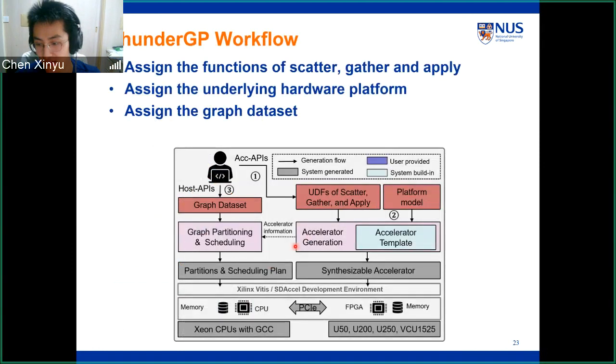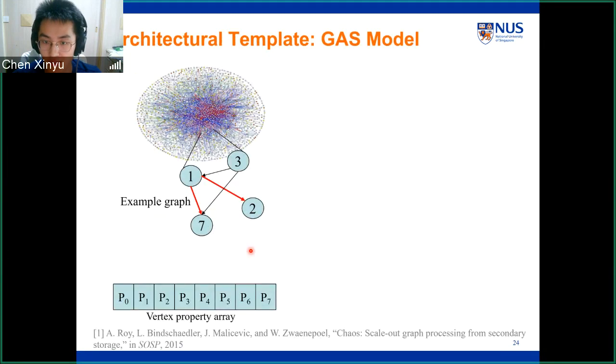Okay, in the next part, I will introduce the accelerator template, and then the accelerator generation, and finally the graph partitioning and scheduling. So, the accelerator template is very important. It guarantees the high performance of different algorithms. Basically, we have some design constraints there. So, if the users write some functions in this space, we can promise a good performance.